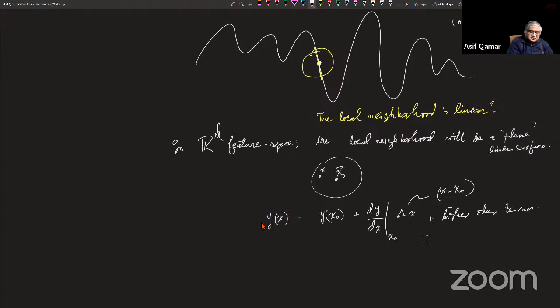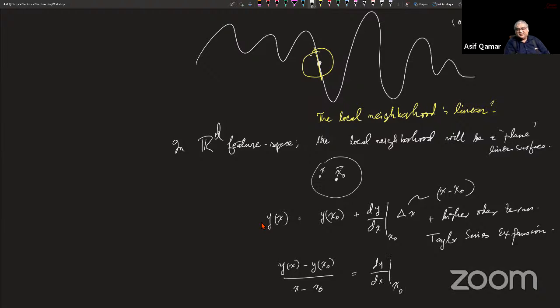This, by the way, is called the Taylor series expansion. It's something that you must have learned and have perhaps forgotten. Now I can write this equation in a form that you'll remember much more: y of x minus y of x naught, divided by x minus x naught, is equal to dy dx at x naught, in the limit of x tending to x naught. You know that in calculus, this is practically the definition of a derivative, isn't it? And this is your Taylor's expansion. So now, this is true in one dimension, isn't it?